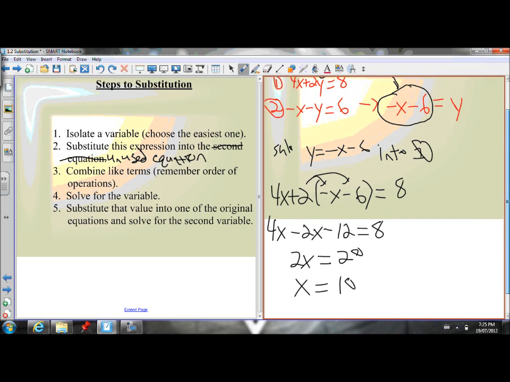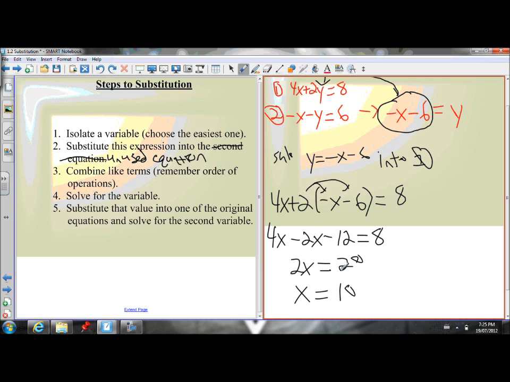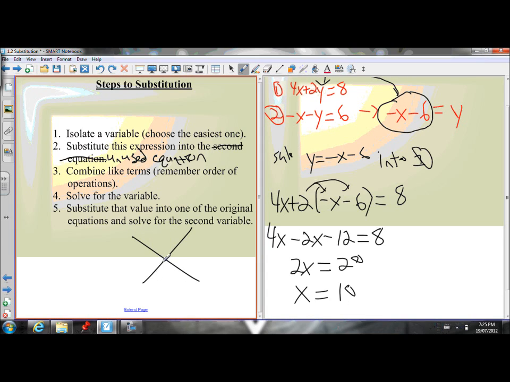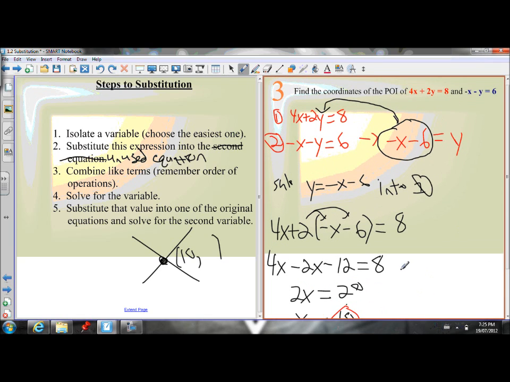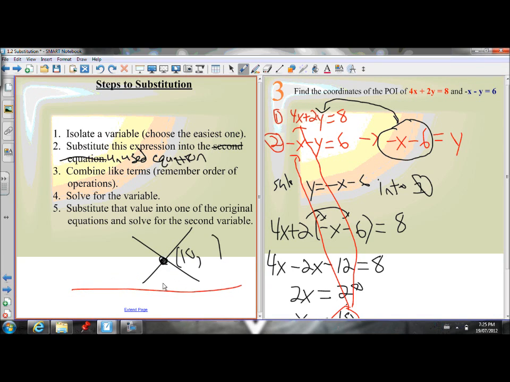Next step, I know x is equal to 10. That's the x-coordinate of their point of intersection, everywhere the two lines intersect. I need to now figure out what that y-coordinate is. So I'm going to substitute 10 for x into either of the two equations. Either one should give me the same answer, because at 10 on the x-axis they both have the exact same y value, since that's where they intersect.